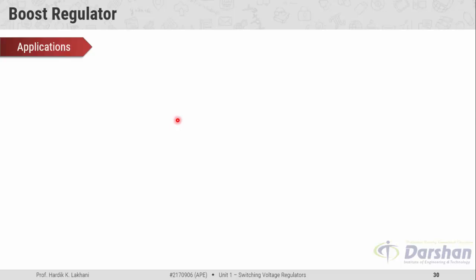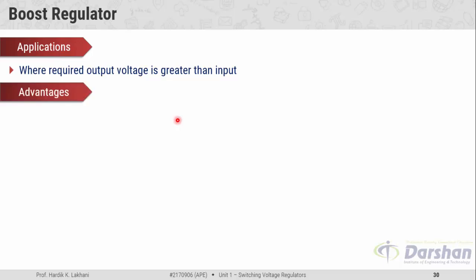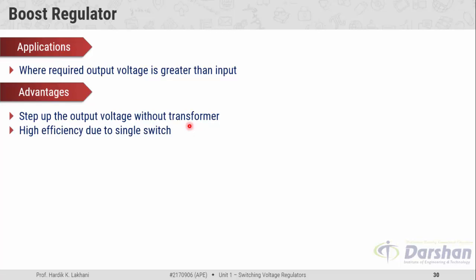Let us go through the applications of the boost regulator. Whenever the application demands a higher DC voltage, then we can use the boost regulator. Advantages include stepping up the output voltage without a transformer. Actually, the transformer is used for AC parameters, but the boost regulator is used for DC parameters. High efficiency because only one control switch is present.